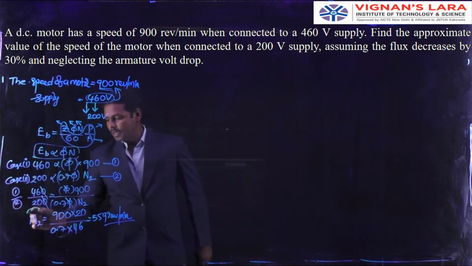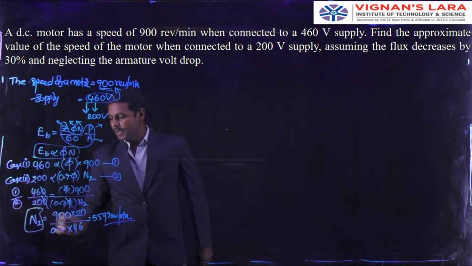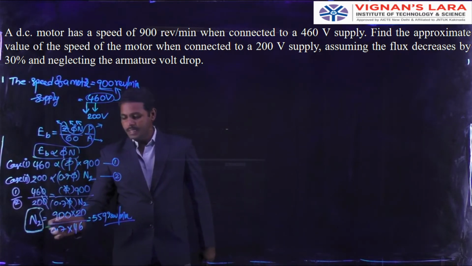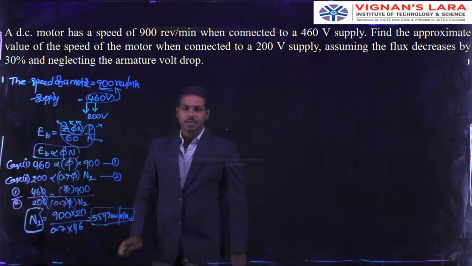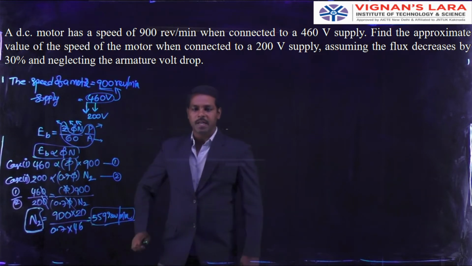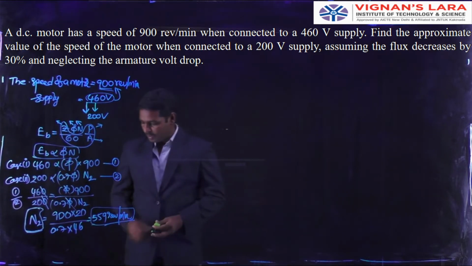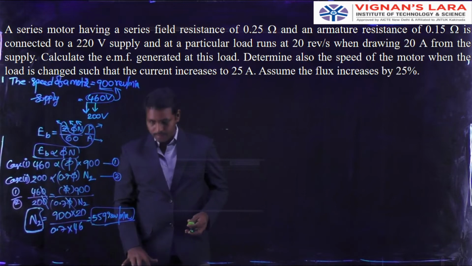So finally, the corresponding voltage is to be given to the motor at that instant, and the speed of the armature is equal to 559 revolutions per minute.